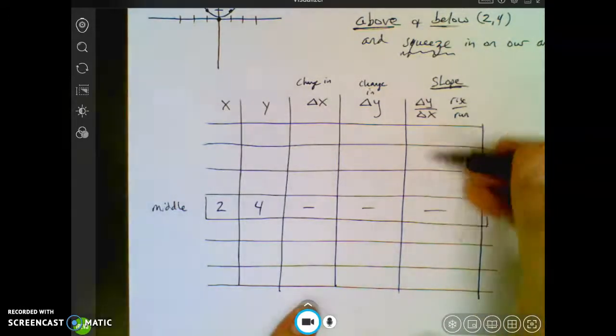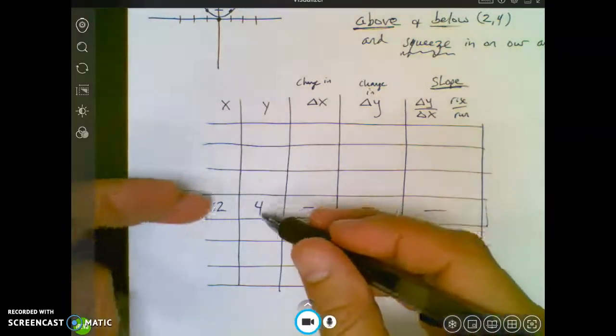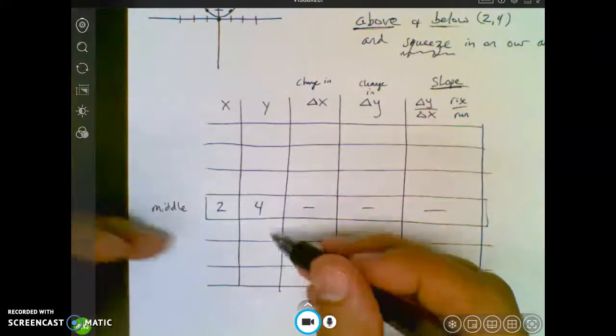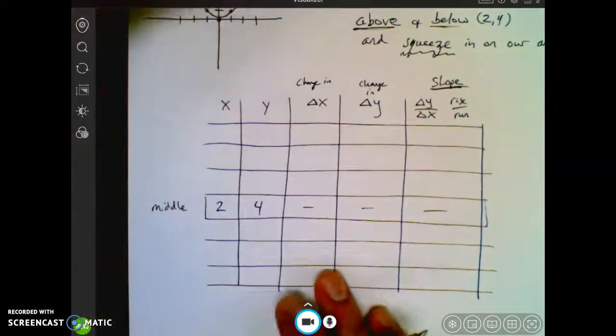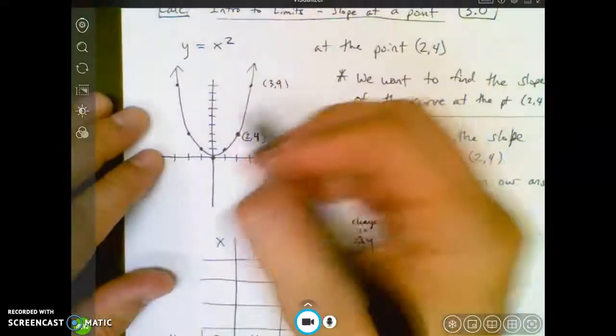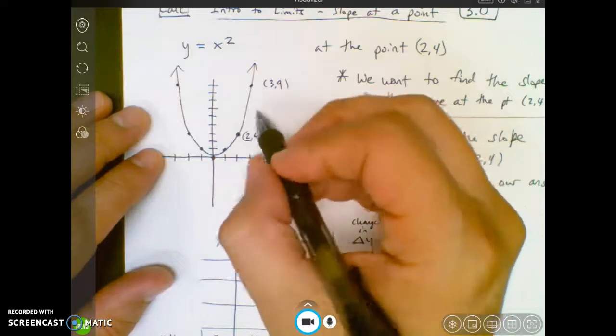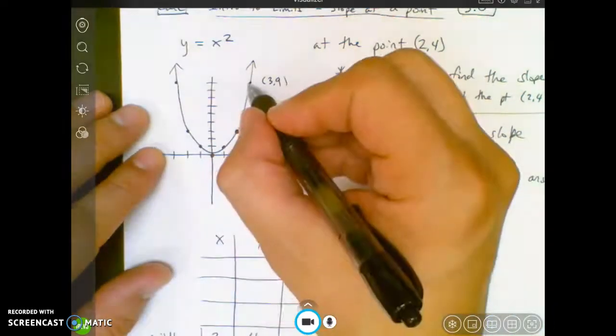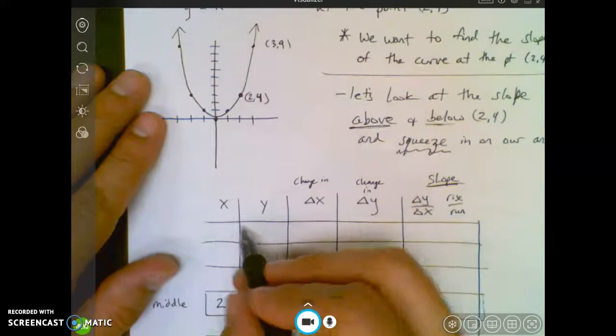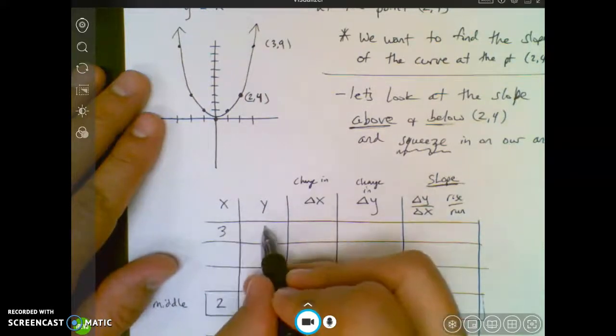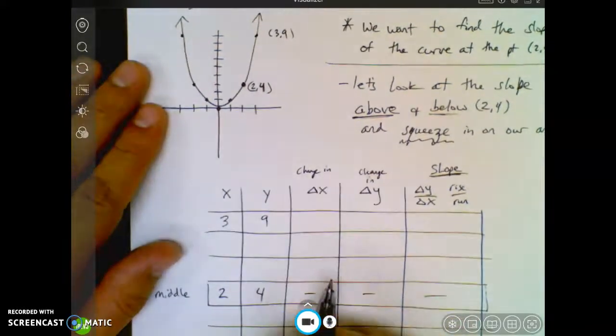This is the column I care about, and we're going to pick some numbers above the point 2, 4 and numbers below the point 2, 4. And it's not just random numbers. I actually need to pick other points on this graph. So my first one, I'm going to pick one above it, like 3, 9. I'm going to put this way up here. Okay, we're going to squeeze in on it.